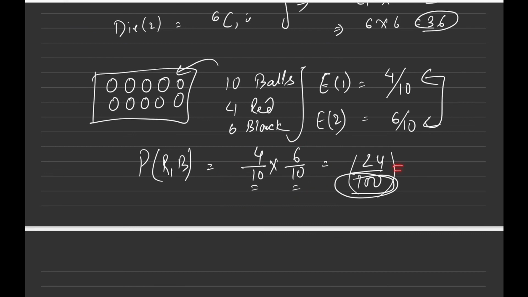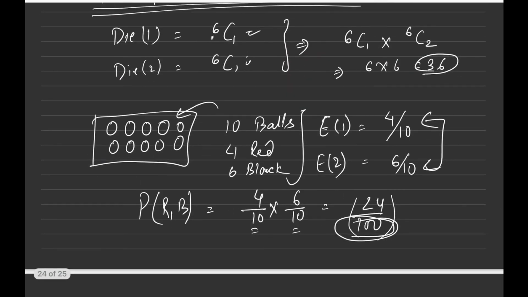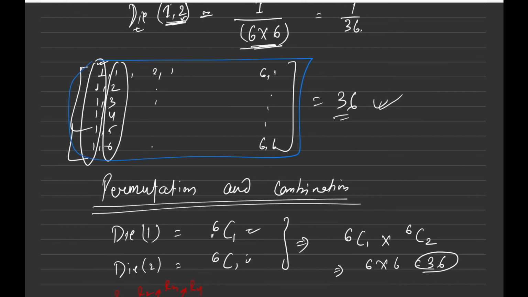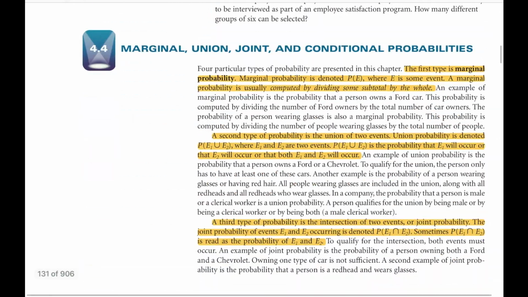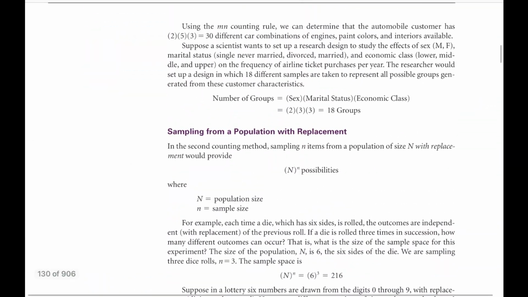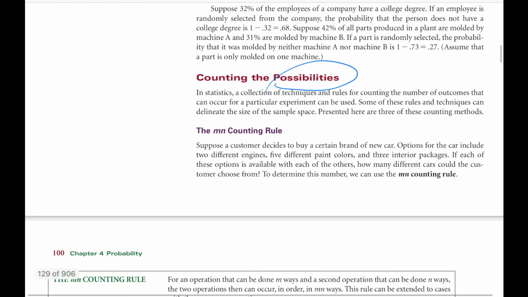If you haven't understood how to get 24 divided by 100, please try the same logic here, but think that all the balls are different. Say these are R1, R2, R3 and R4, and the others are black, B1, B2, and so on. So build the sample space like that: R1B1, R2B2, and something like that. You will get a total of 24 possible outcomes, divided by 100 total outcomes. Okay, cool. So that is the logic for calculating the number of possible outcomes.